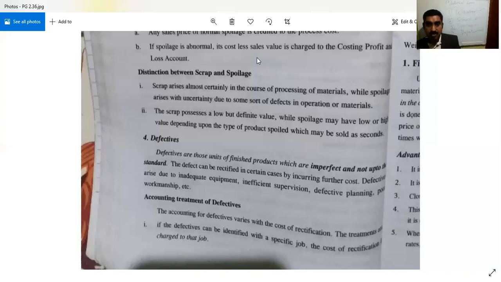So, accounting treatment with regard to defective work is, if the defectives can be identified with a specific job, the cost of rectification is charged to that job. അപ്പം ചിലപ്പോൾ അത് റെക്ടിഫൈ ചെയ്യാൻ പറ്റും ഒരു പരിധി വരെ. അപ്പൊ അതിന്റെ റെക്ടിഫിക്കേഷൻ ചാർജസും ആ ഒരു പർട്ടിക്കുലർ ഡിഫക്റ്റീവ് വർക്കില് ഉണ്ടാകാം.